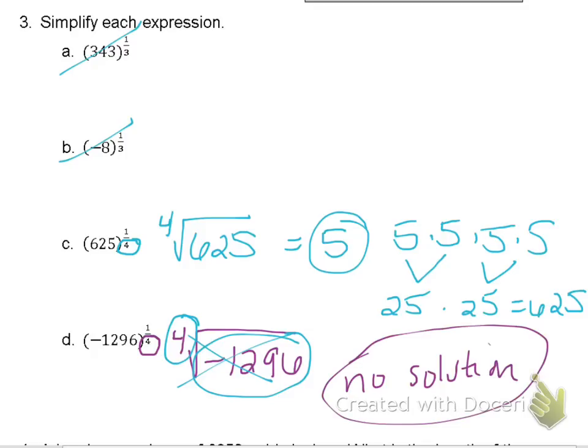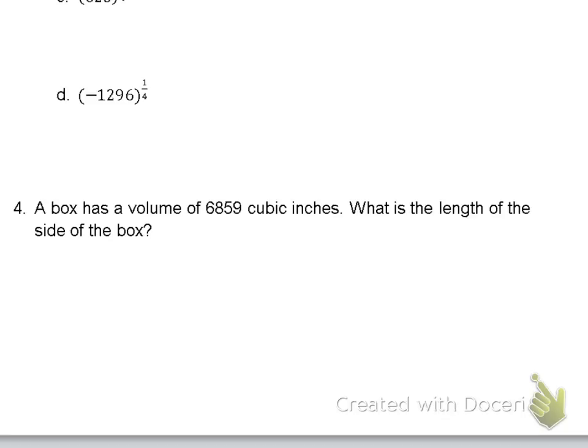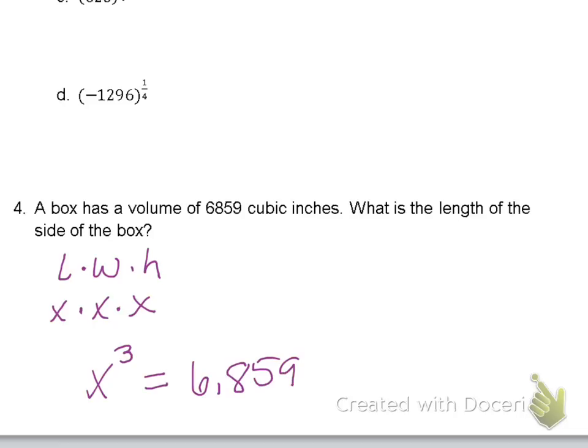Okay, looking at the last example, the story problem. A box has a volume of 6,859 cubic inches. What is the length of one side of the box? So volume for a box is length times width times height. And for a cube, all of those are the same. So we could make it x times x times x, which would be x cubed. And we know that that's equal to 6,859 because that's what it tells us in the problem. So now we have to solve for x and figure out what the side is.